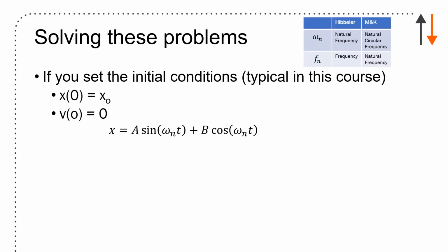If you solve these problems, you typically have some sort of initial condition. Typical in this course are x position at 0 is equal to x naught, v naught equals 0. You then substitute in terms. So if you say x at 0 is equal to x naught, then you have a sine omega n t, which goes to 0, b cos omega n t, which goes to 1. So it's b equals x naught. If you say v is equal to x dot, then you get v naught is equal to, because this cosine term remains, this sine term goes away, a is equal to v naught divided by omega n.